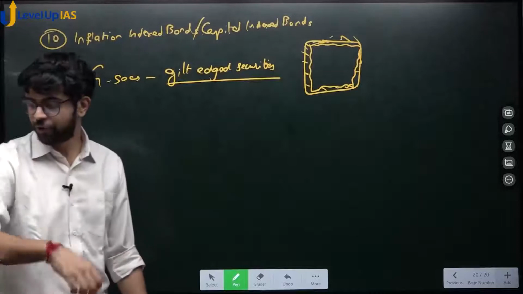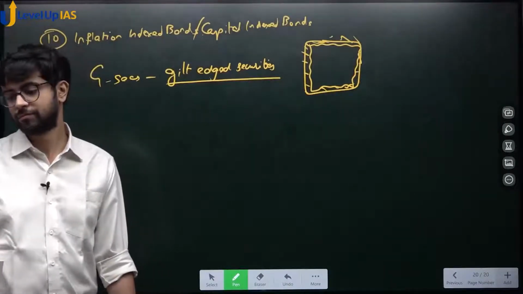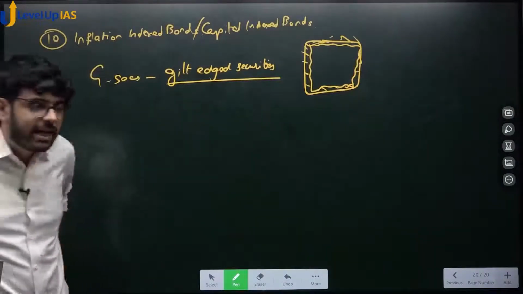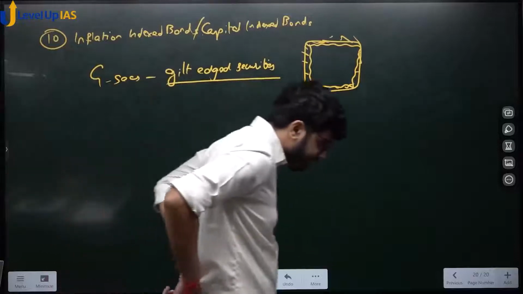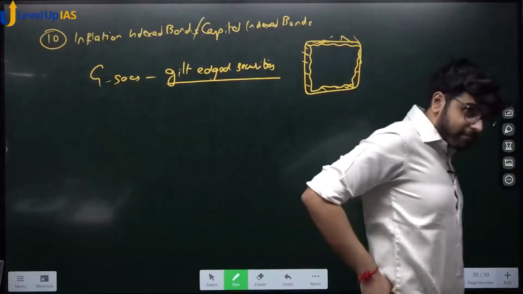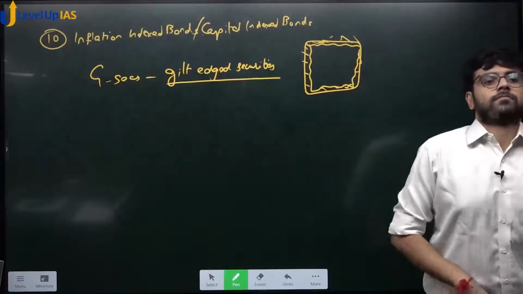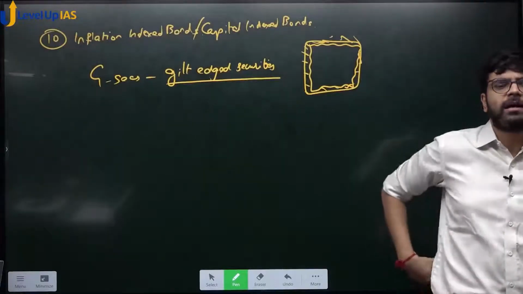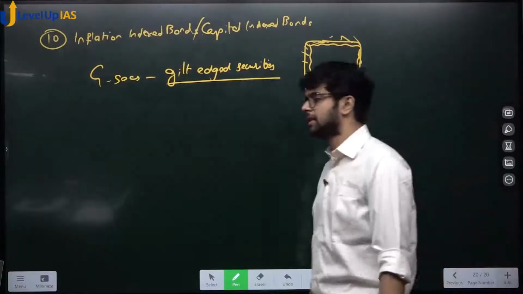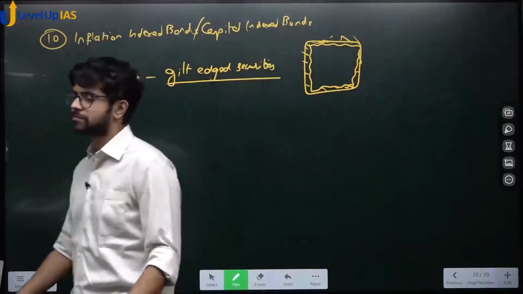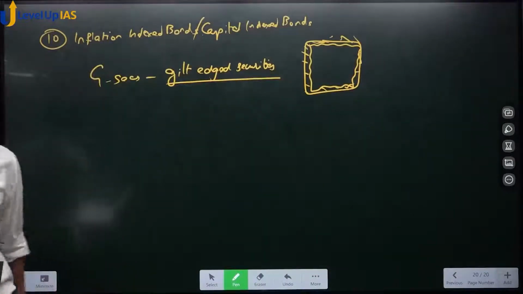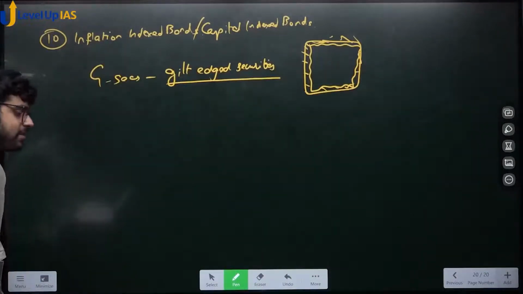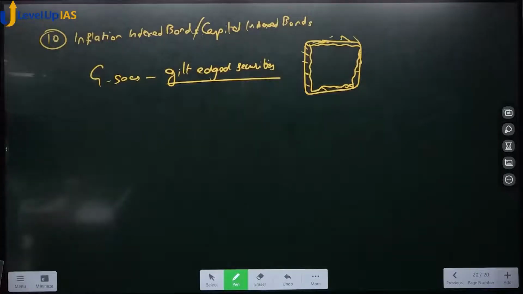Now my question for you. Is SDL eligible for LAF? LAF में collateral लगता है. Can you keep SDLs as collateral, or is SDL eligible for LAF? Yes. Government में सब चलता है.